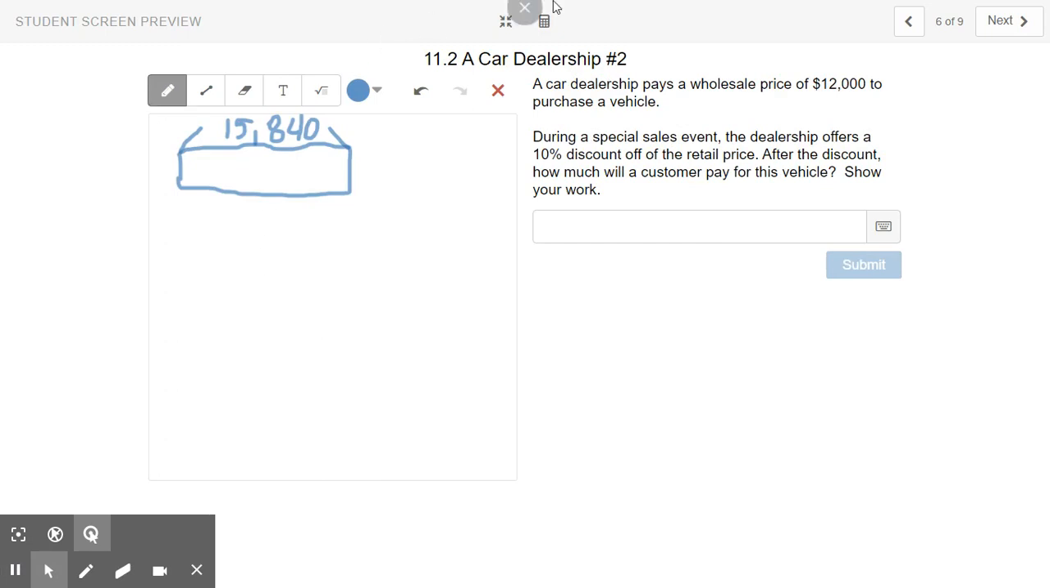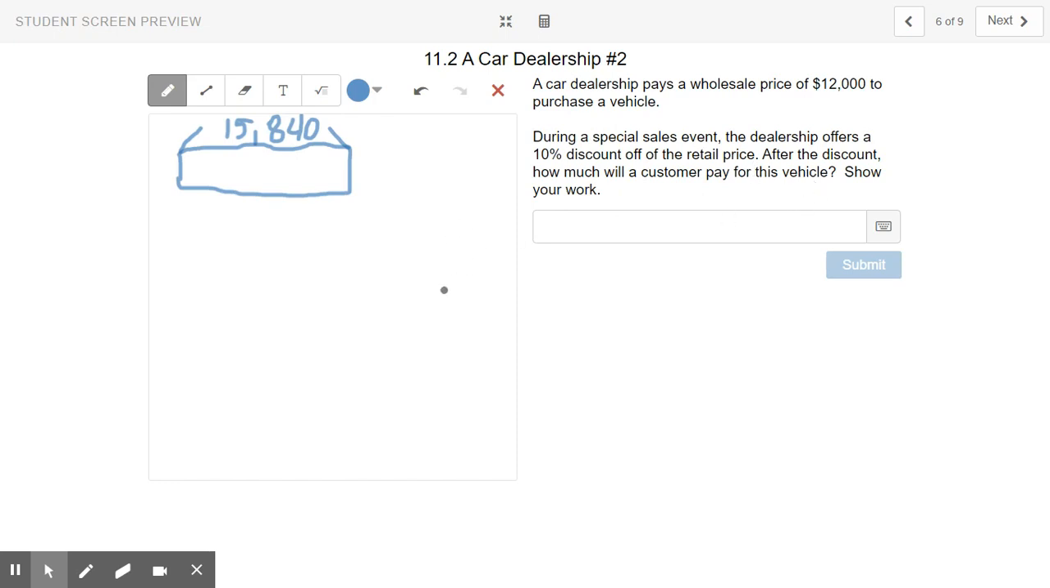All right, so now we're on to the next problem. We're dealing with the same car dealership and the same vehicle. So in this case, the dealership paid $12,000 for the car. They added on the 32% profit or markup, making the retail price of the car $15,840. Now, they have a special sales event, and the dealership is going to offer a 10% discount off the retail price. So after the discount, how much will a customer pay for this vehicle?